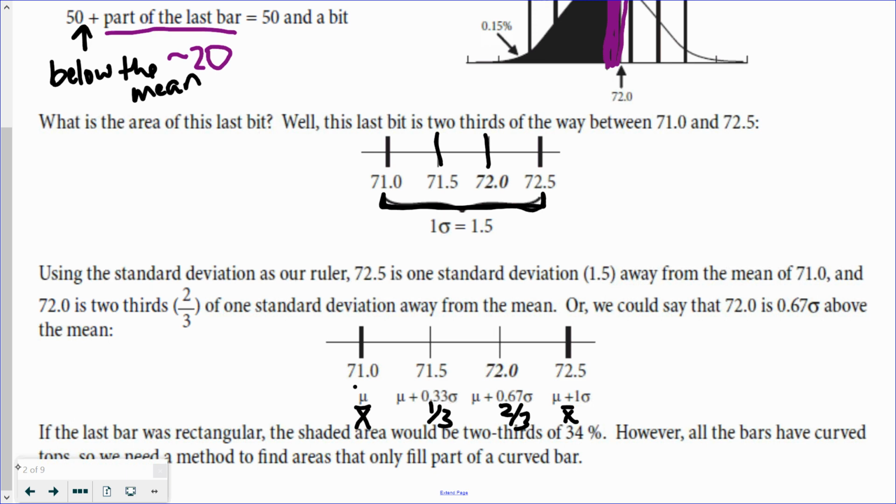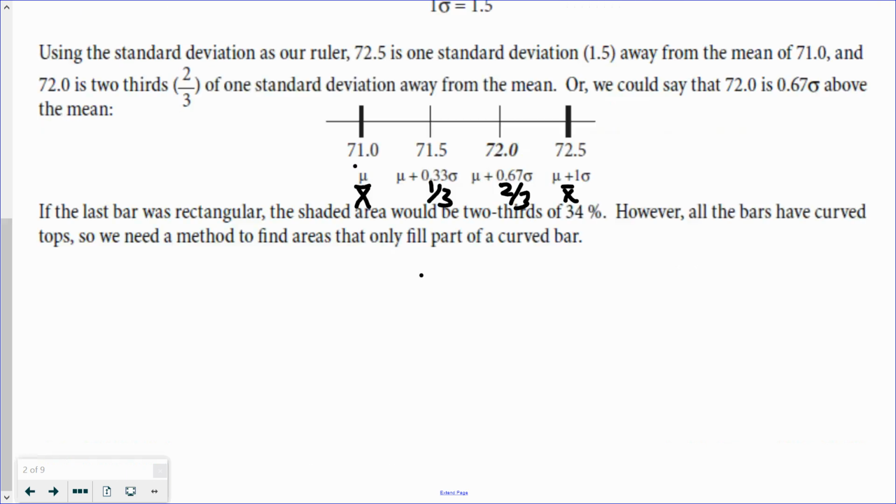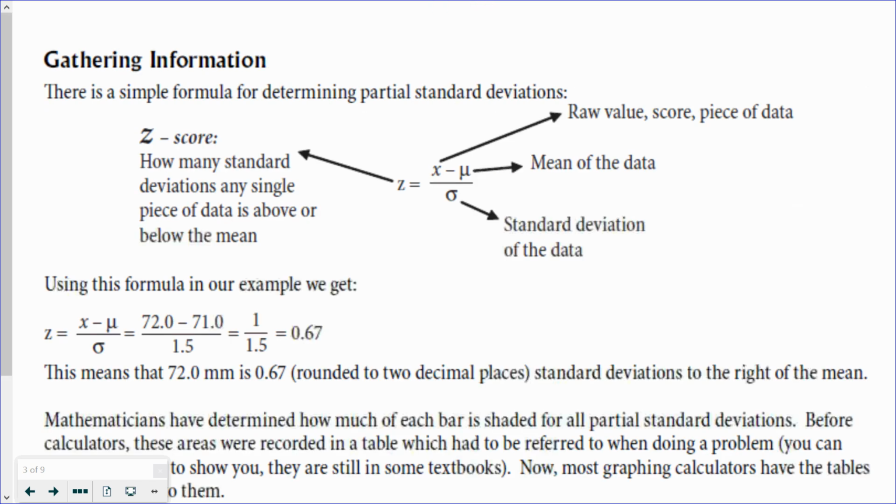And so as it's saying here, this is all what I did on the front page. If that last bar was rectangular, the shaded area would be 2/3 of 34%. So that's that 22.6 repeating that I got. However, all the bars have curved tops. So we need a method to find areas that fill only part of a curved bar. And luckily, we have a way to do that.